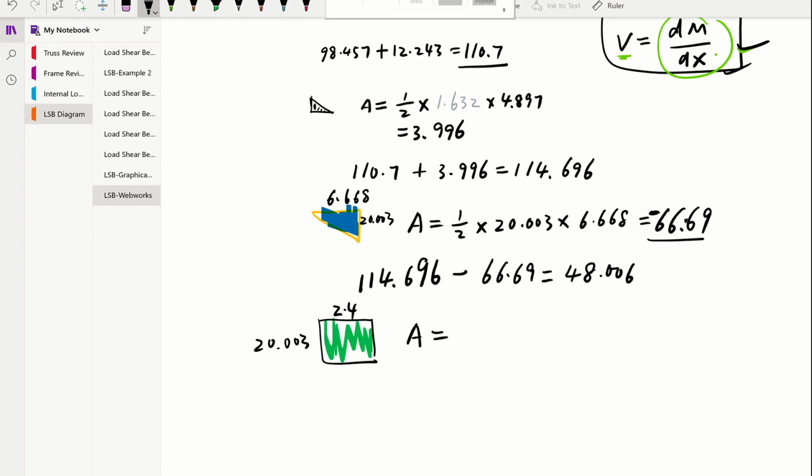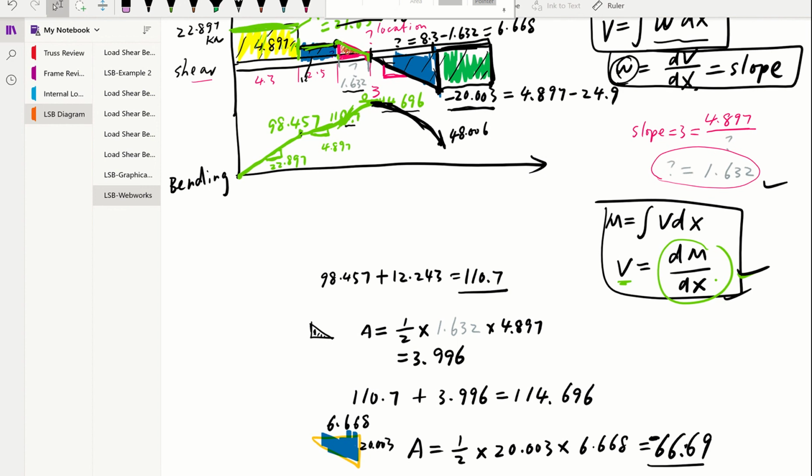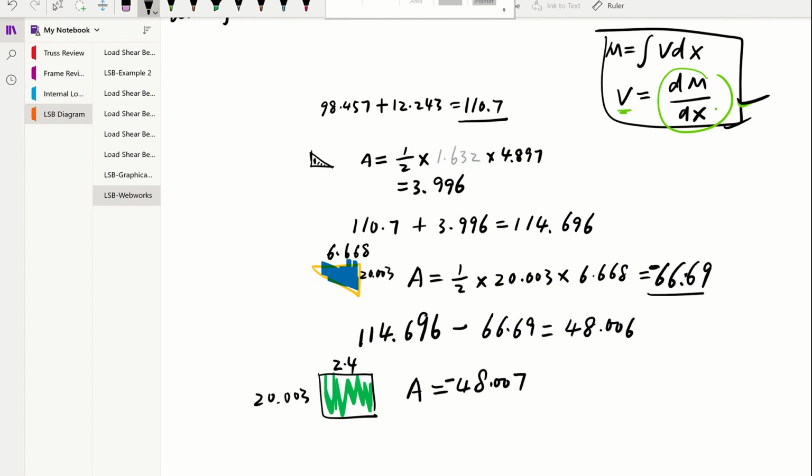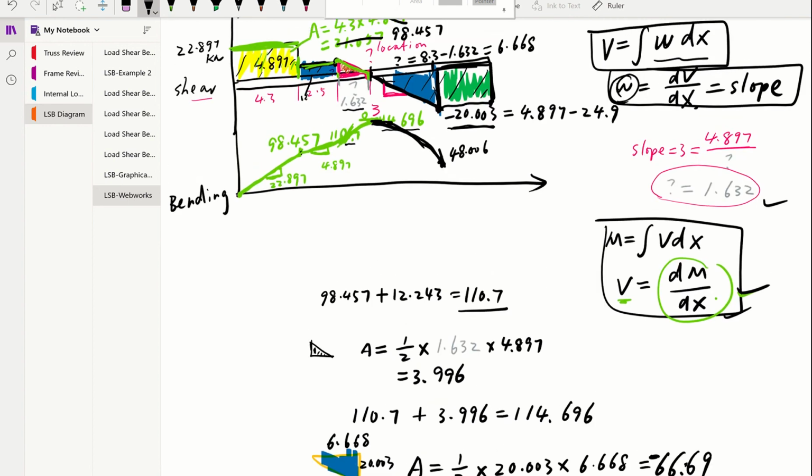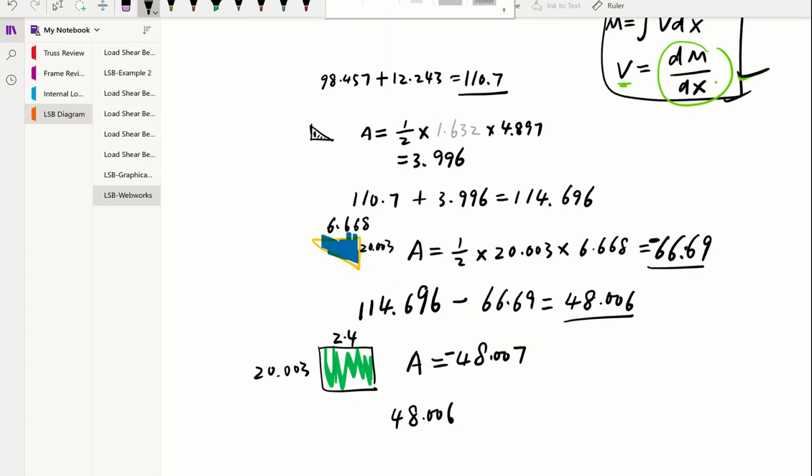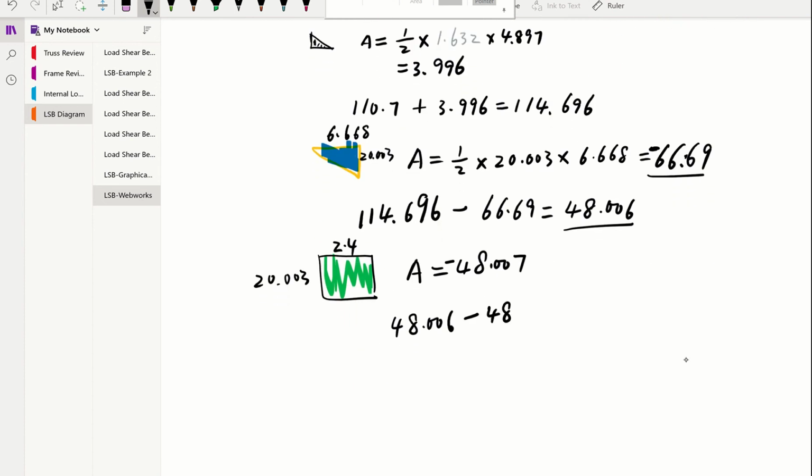20.003. And so when we calculate that, we got 48.007. Okay? And again, this is negative because it's below the x-axis. So we start at where? 48.007, and we are going to start at this value. That's where we end, right, this point. Then we're going to integrate this negative area. That will give us 0, right?